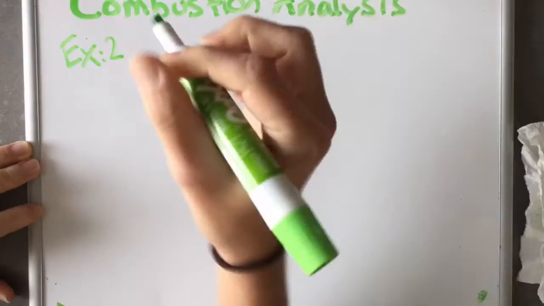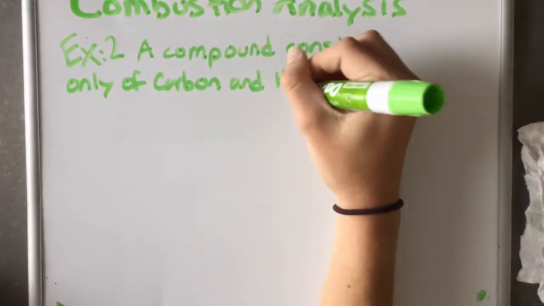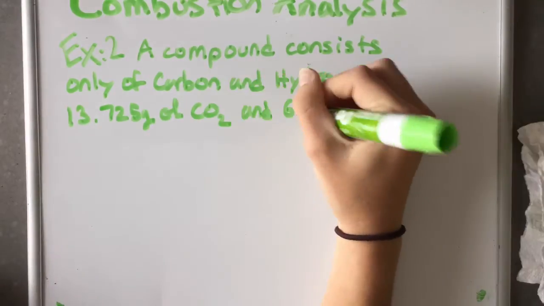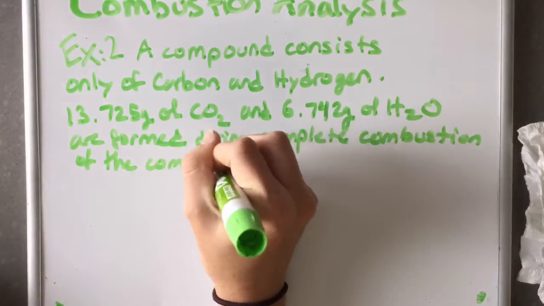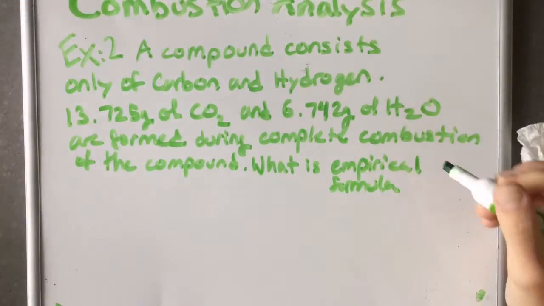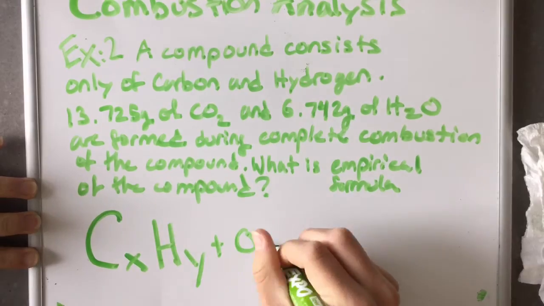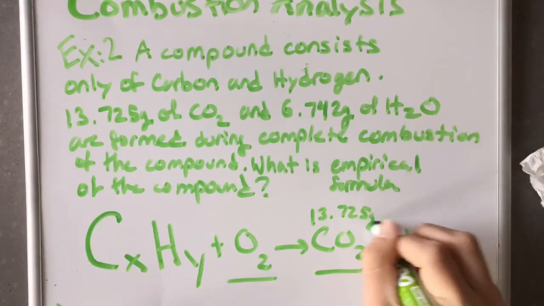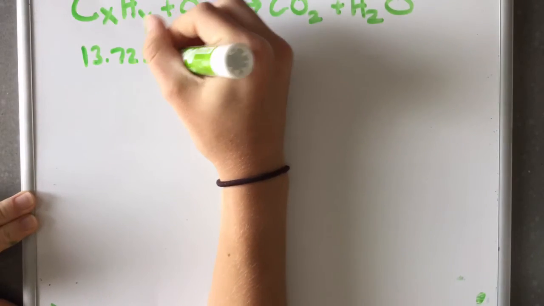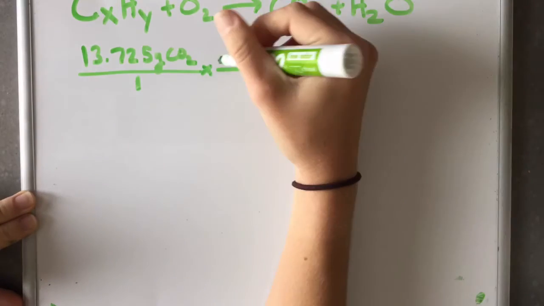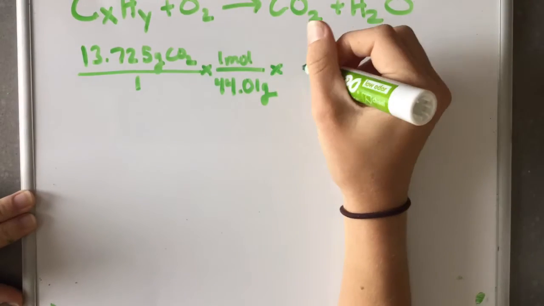Another way of determining the empirical formula of a compound is by using combustion analysis. In this example, we are told there is a combustion of a compound consisting of hydrogen and carbon that forms 13.75 grams of CO2 and 6.742 grams of H2O. Before we start this question, it is easiest to write out the combustion reaction of the unknown hydrocarbon. First, we need to find the number of moles of carbon and hydrogen in the compound. So let's start with 13.75 grams of carbon dioxide, and by using its molar mass, find the moles.